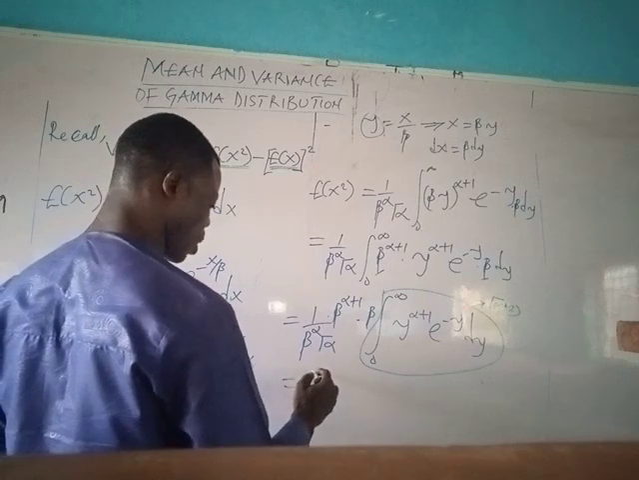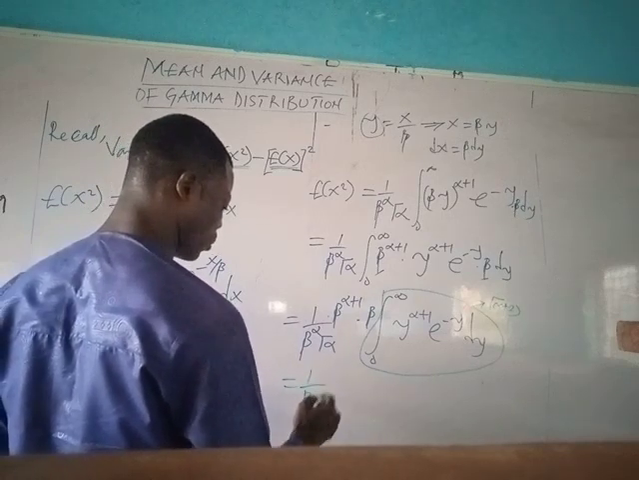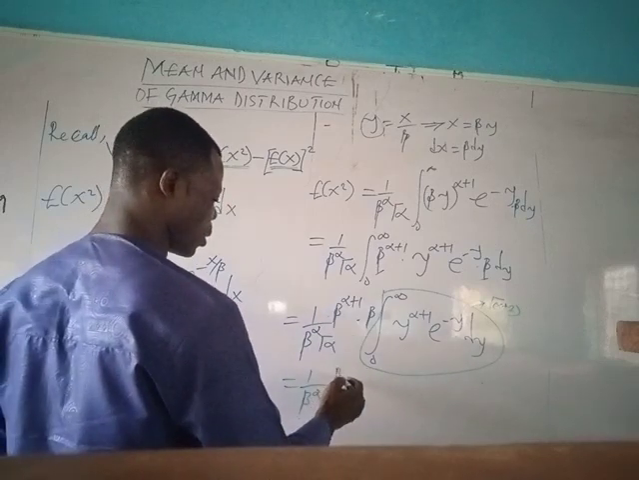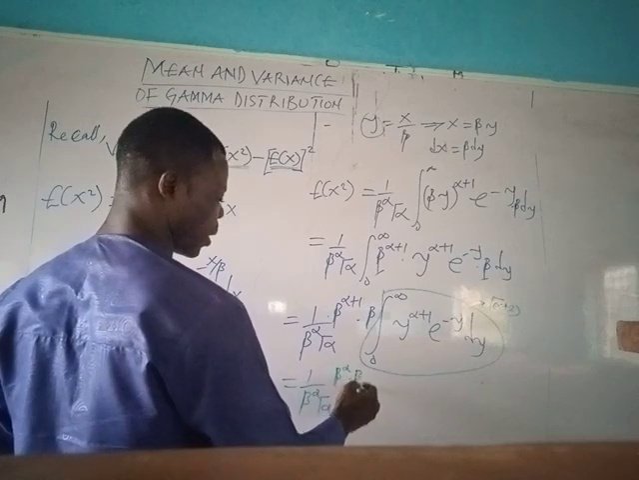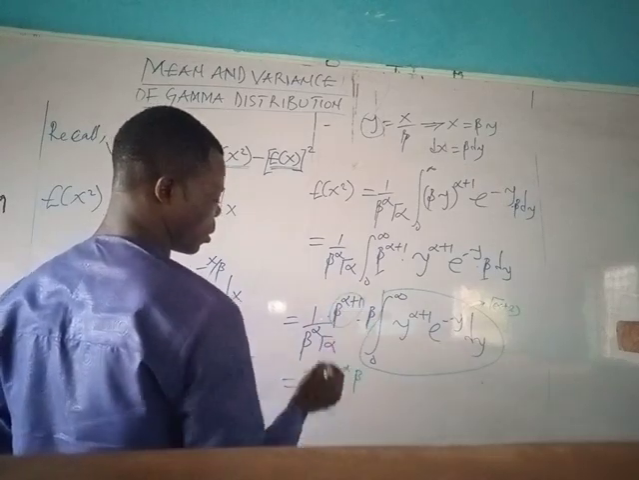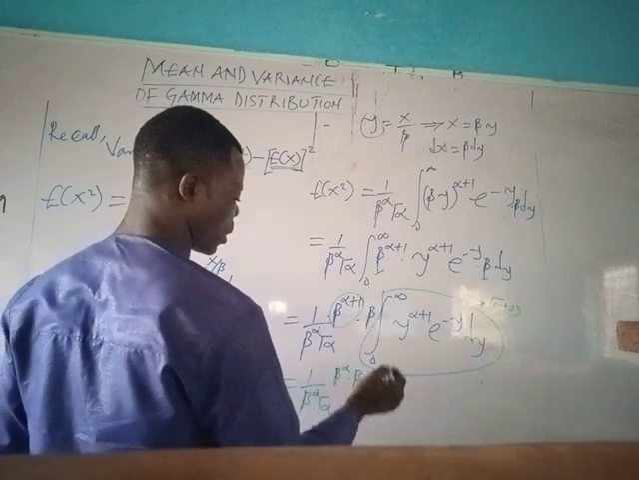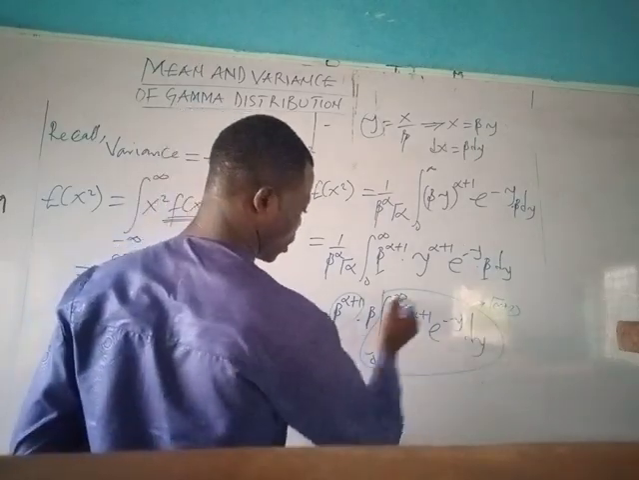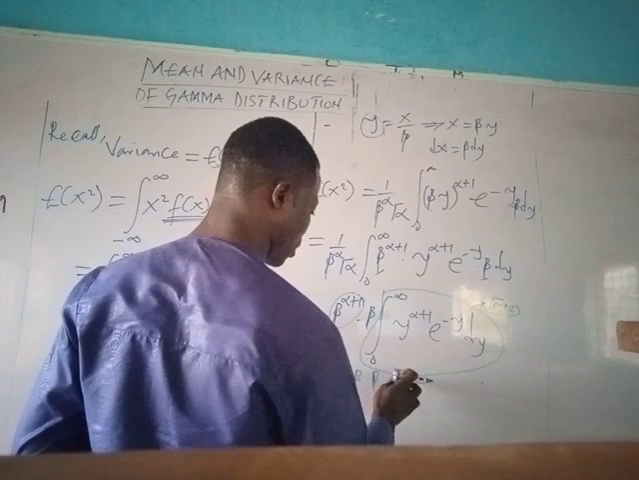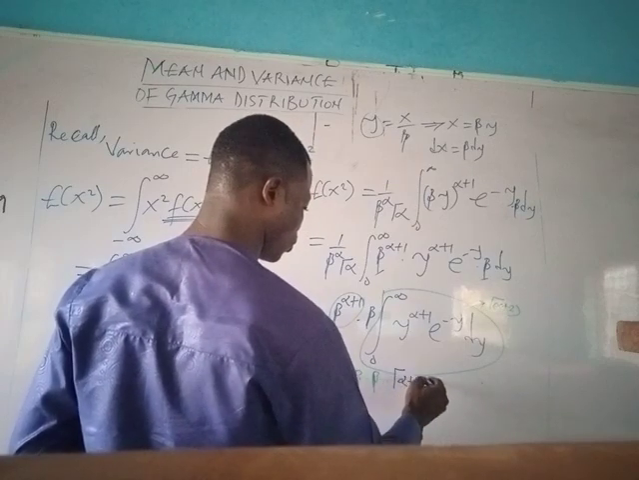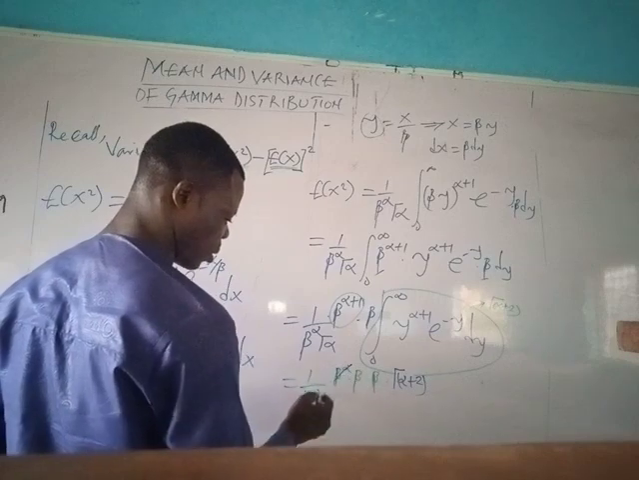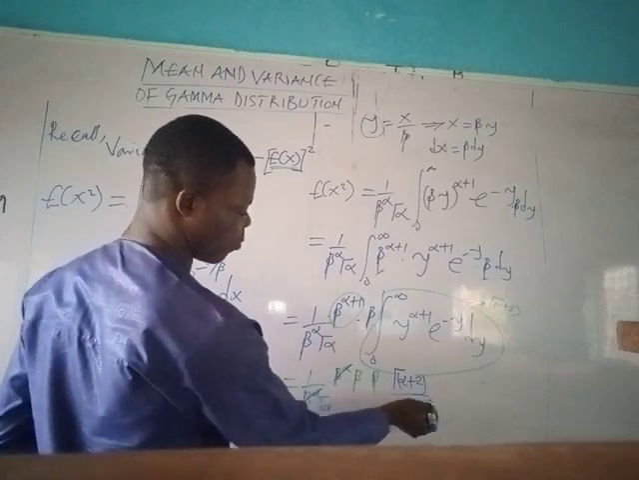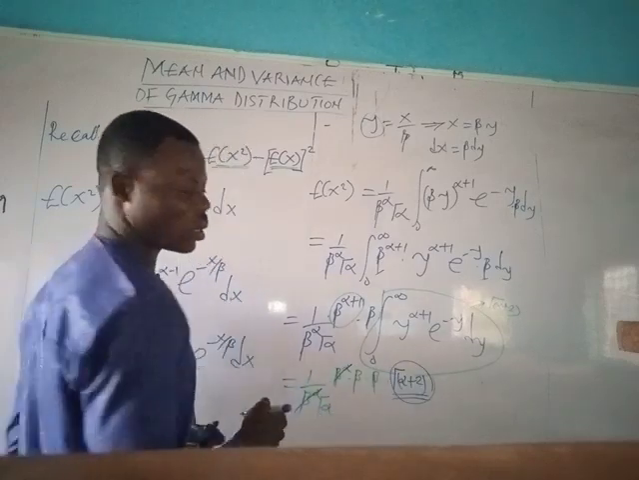So here will be 1 over beta alpha, gamma alpha times, when we split this, this is the same thing as beta alpha times beta. That's for this, then this one times beta. Then everything here we change to gamma alpha plus 2. So this will take care of this. We are going to expand this value in order to cancel this gamma alpha.